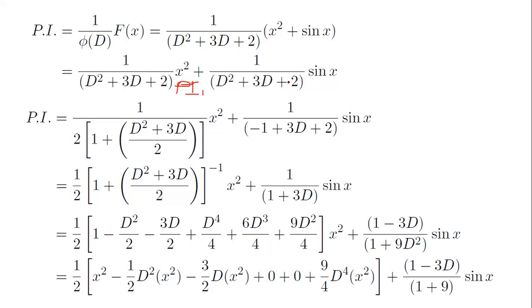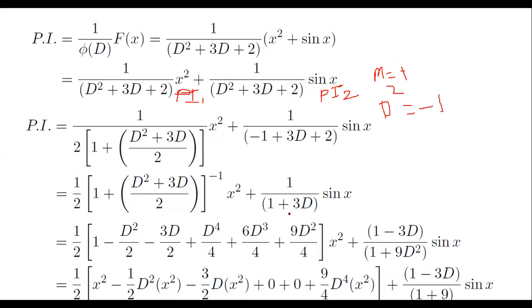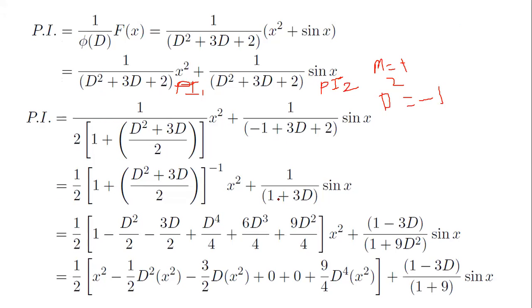So it is particular integral 1, and it is particular integral 2. Particular integral 2 is sin x. Sin x means it is the format of sin mx. For sin mx, m = 1. So in the denominator, you have to substitute D² = -1. If you substitute D² = -1 here, we get -1 + 3D + 2. So you will get 1 + 3D.